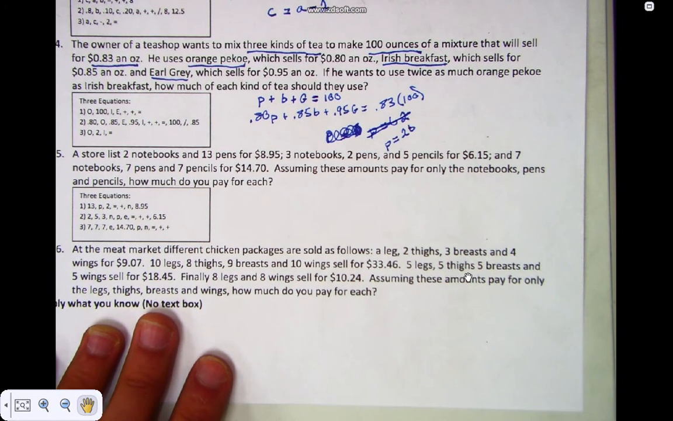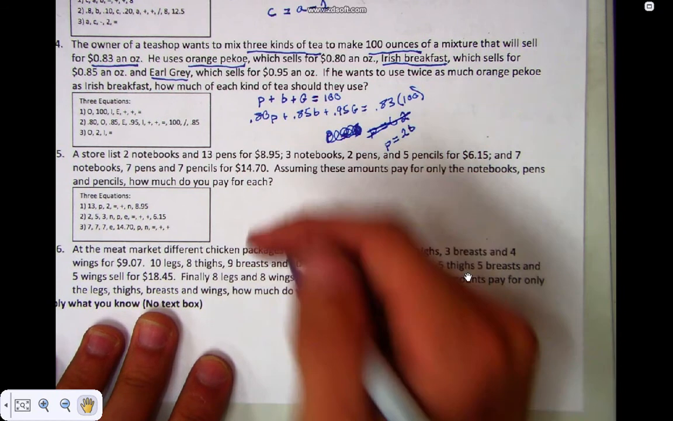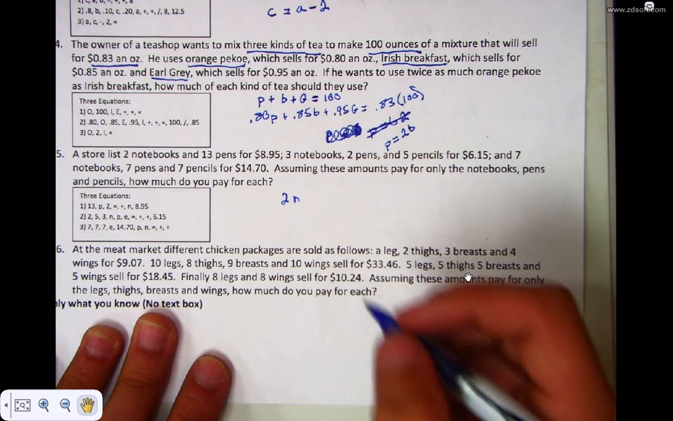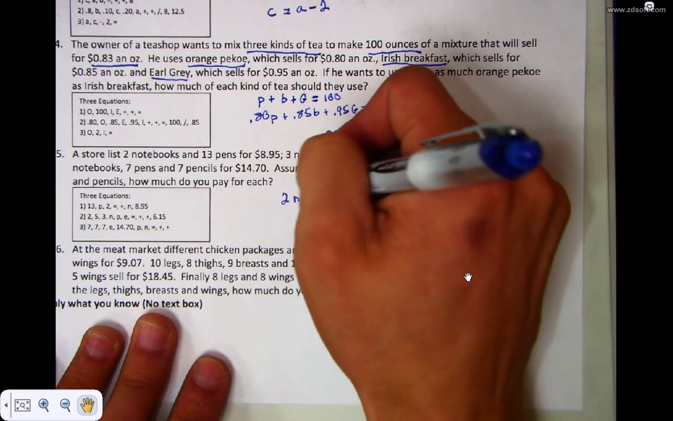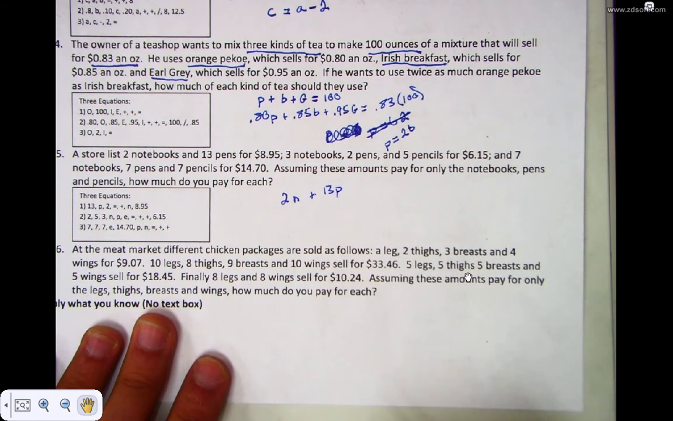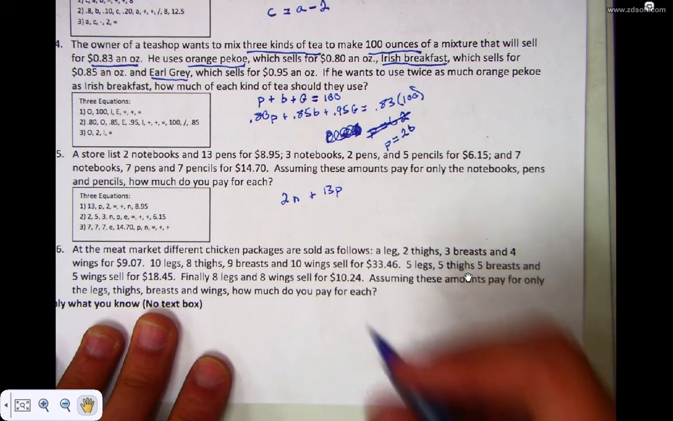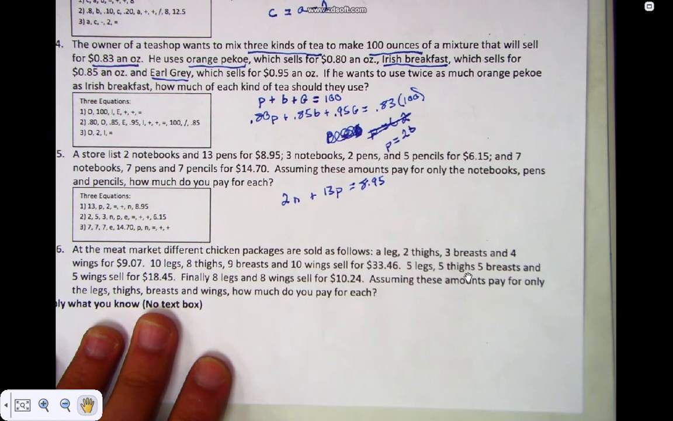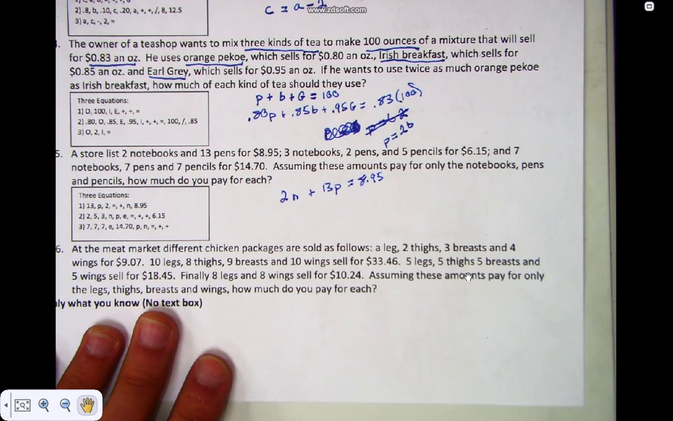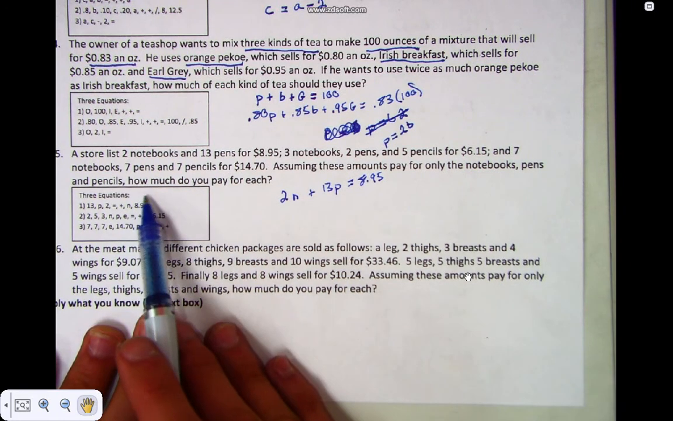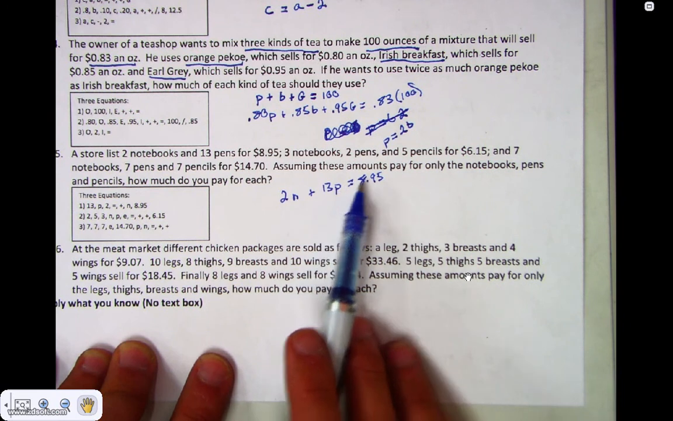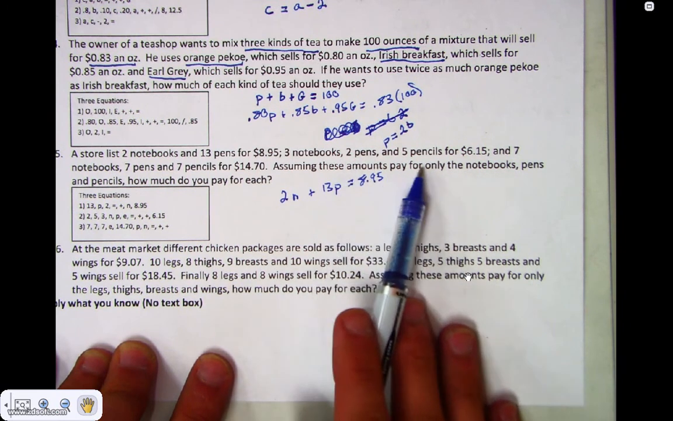The store lists 2 notebooks and 13 pens for $8.95. So let's go ahead and do 2 notebooks plus 13 pens for $8.95. The reason I know that we're looking for the cost is if you look at this last part, it says, how much do you pay for each? So we're looking for the cost of a notebook, a pen, and then eventually a pencil.